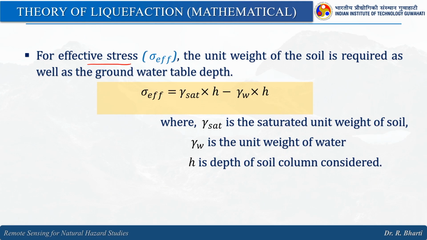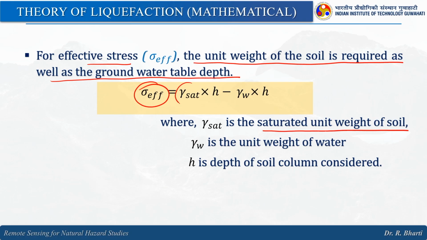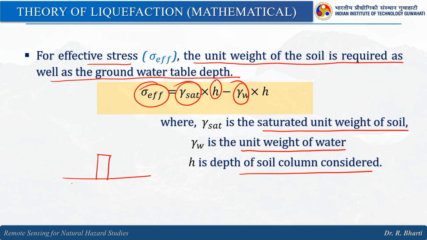For effective stress, the unit weight of the soil is required as well as the groundwater table depth. Now, here you can see this effective stress. To calculate it, we need the saturated unit weight of the soil, right, and the unit weight of the water, which is here, and H is the height of the soil column. So, if the building is here and this is the soil column, then maybe rocks will start, right. So, what is this height?